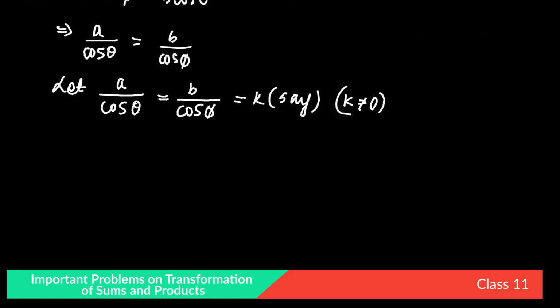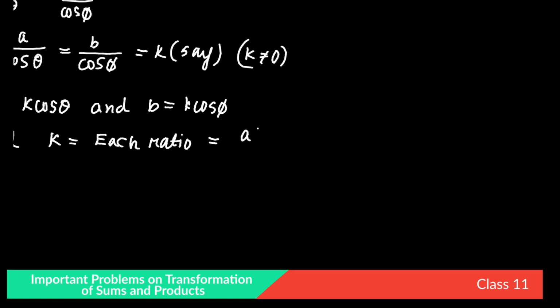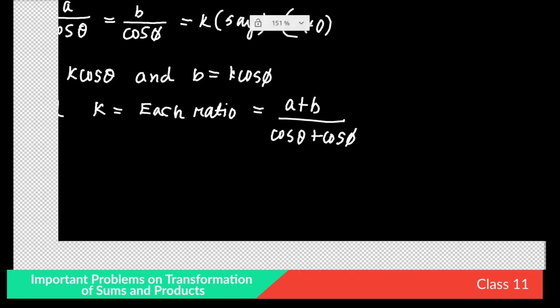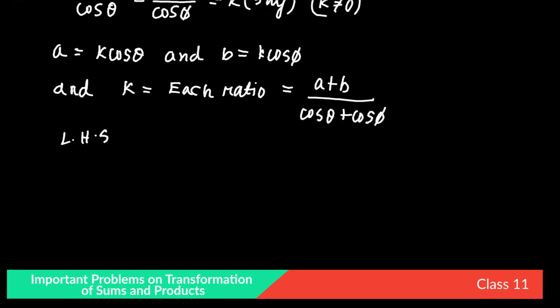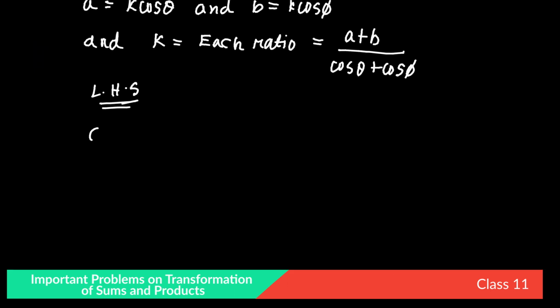Now from this, we can write a equal to k cos theta and b equal to k cos phi. And another thing we can write is that k equal to each ratio, by addendo, it is a plus b by cos theta plus cos phi. Now we come to the LHS that we have been given. What is the LHS? It is a tan theta plus b tan phi.